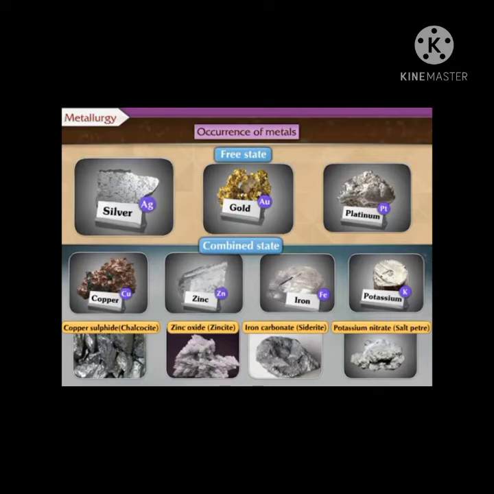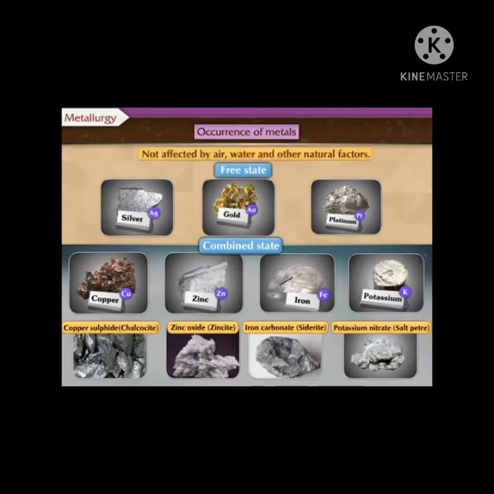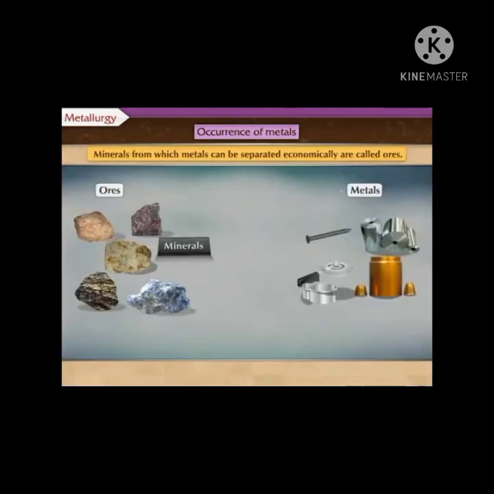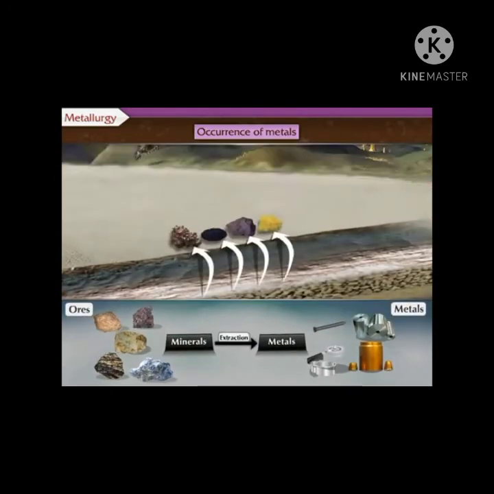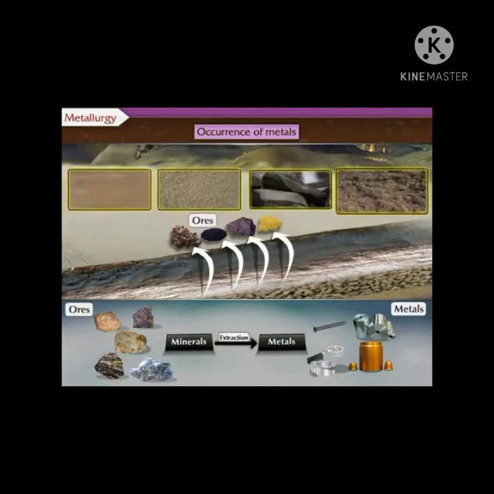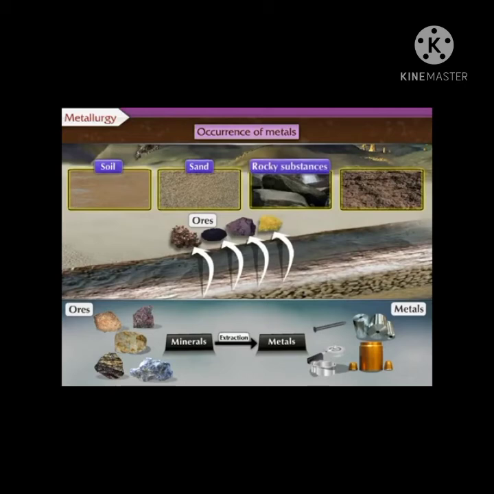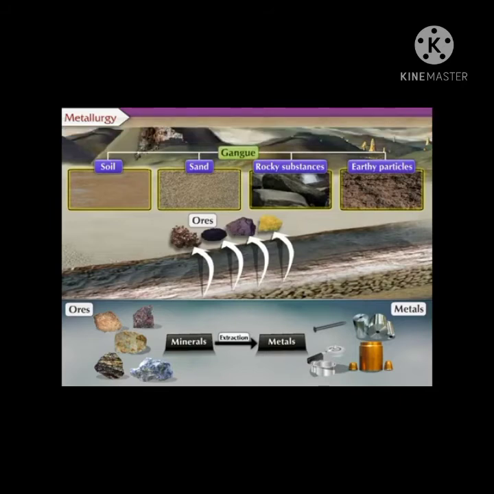Unreactive metals like silver, gold, platinum, that are not affected by air, water and other natural factors, generally occur in the free state. The compounds of metals that occur in nature along with other impurities are called minerals. Minerals from which metals can be separated economically are called ores. Along with metal compound, ores also contain certain impurities like soil, sand and rocky substances, earthy particles, etc. These impurities are called gangue.